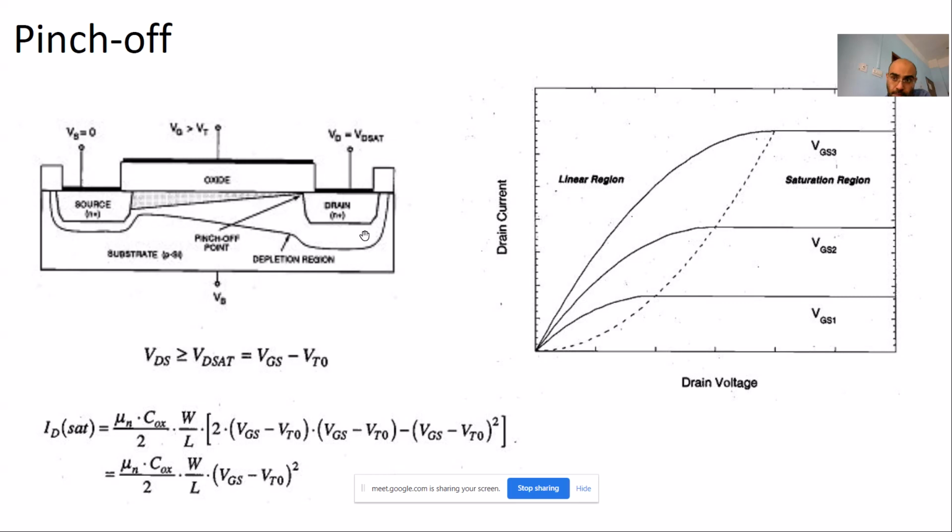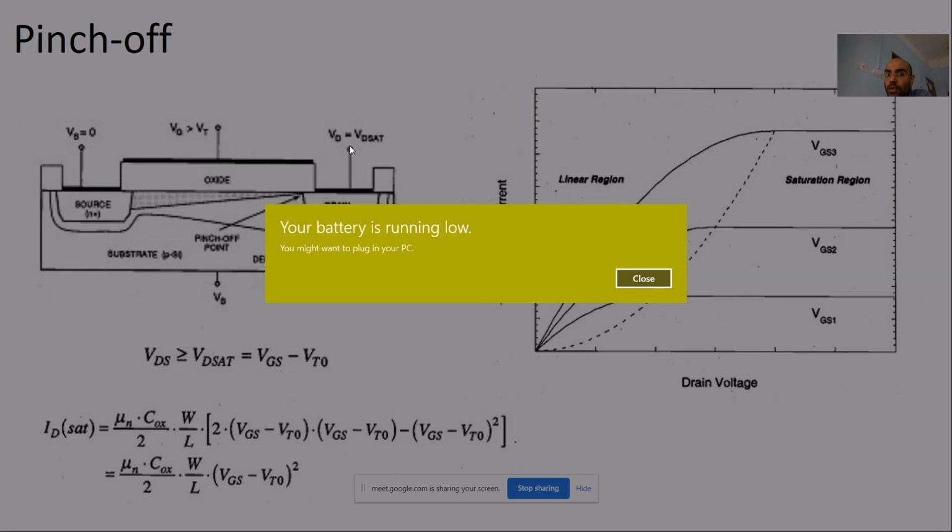If this difference is exactly equal to the threshold voltage, in this case, consider the threshold voltage to be 0.8 volts. Then this should be equal to how much? 1.2 volts. So VD becomes 1.2 volts.